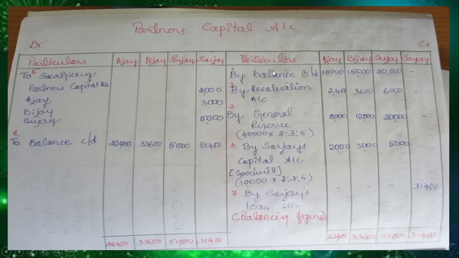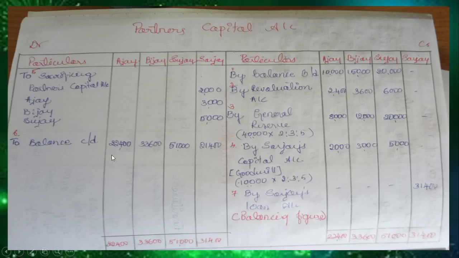On that page: balance brought down capital from balance sheet, revaluation account balance, general reserves. After that, Sanjay's capital account for goodwill. Here, the sacrificing partners' capital account for goodwill. And the next one, we'll put the balances for old partners only. The old partners' capital accounts will close. So the remaining balance is 22,400, 33,600, and 51,000 rupees.